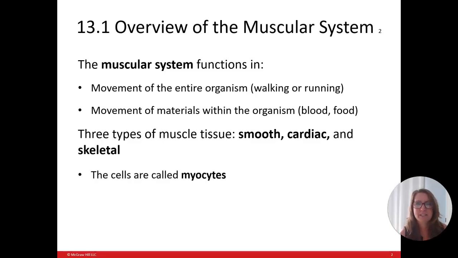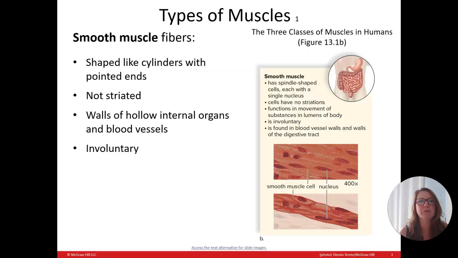All right, so 3 types of muscle tissue. You might remember that I mentioned these in our chapter that included tissues, but we have smooth, cardiac, and skeletal. And when we break it down, just like we have with our chondrocytes and astrocytes and osteocytes, the basic unit that is called the muscle cell is a myocyte. So let's go ahead and compare and contrast the 3 muscle types.